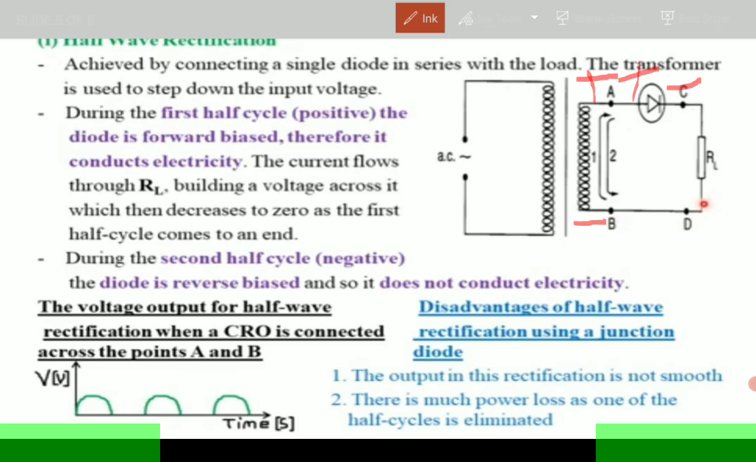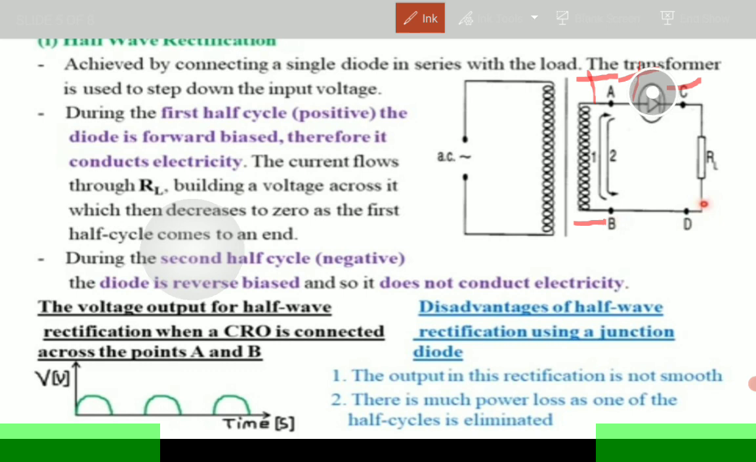Now, with respect to the diode, the positive end of the diode is connected to the positive end of the power supply, in this case the voltage source, or the region which has higher potential of voltage. While the negative end of the diode is connected also to the negative end of the voltage source. Therefore, this diode is forward biased.